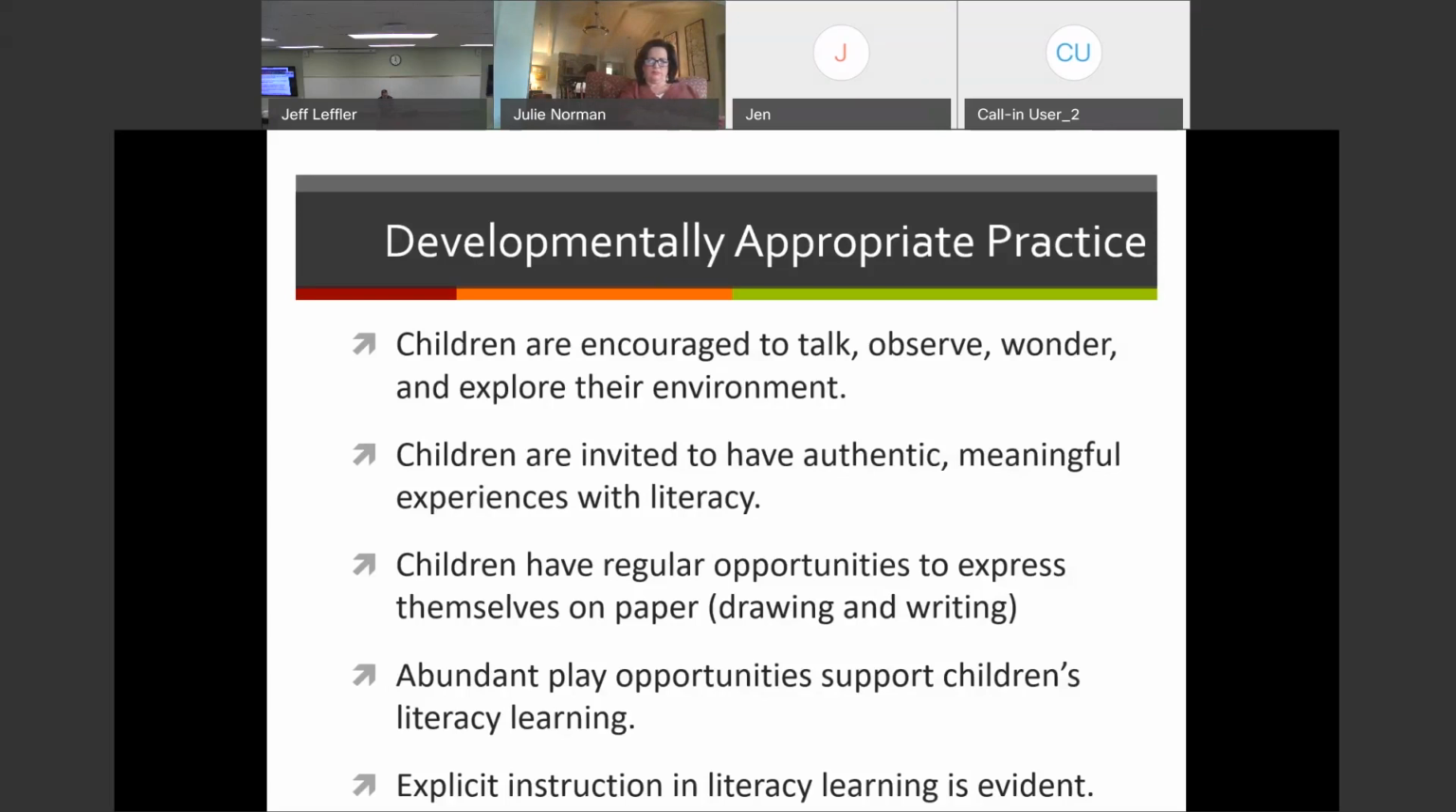The other thing that we want to see is explicit instruction in literacy learning. If you're sending your child to a pre-K program, you want to see teachers that are intentionally teaching literacy, doing these read alouds, sitting down with children, helping them to recognize letters and doing things like that as they're ready to do so. That is definitely developmentally appropriate.